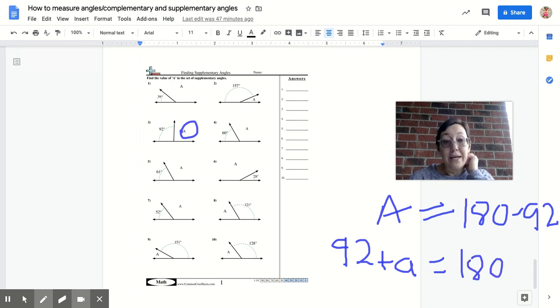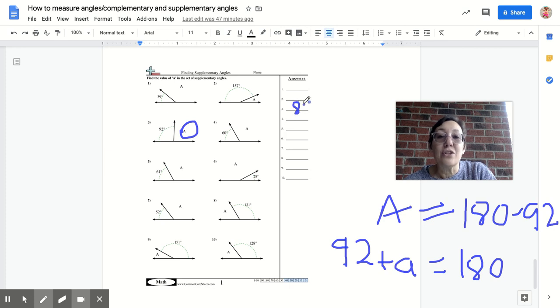Okay. If you're like me and you can't do this really well in your head, you can break it apart and go, well, 92 could be 80 plus 12. So 180 minus 80 would be 100. And then you can subtract 12 from 100 and get 88. Is that right? I don't know if that's right, but I think it's 88. So number 3, you could write in there 88.